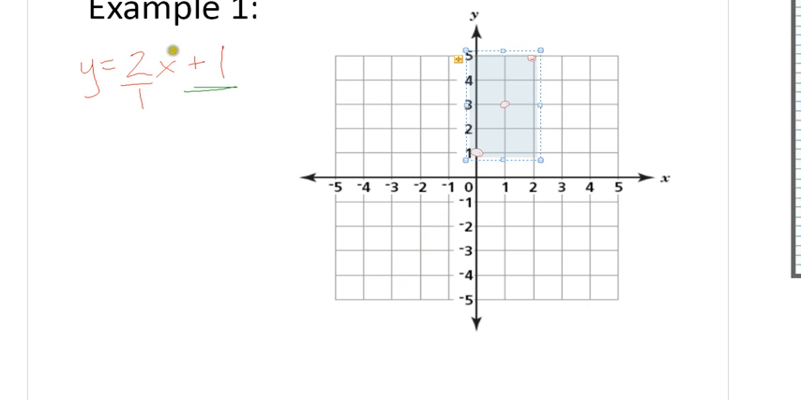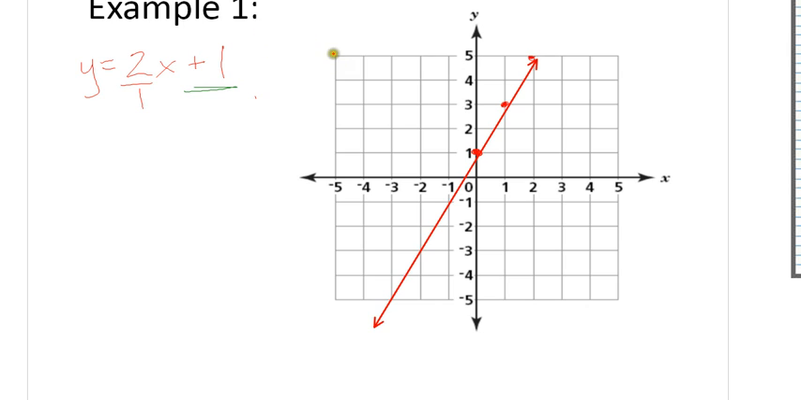And actually, let me just try to draw this one over again. I don't like how that one came out. Not a big fan of this. So here's my red line.